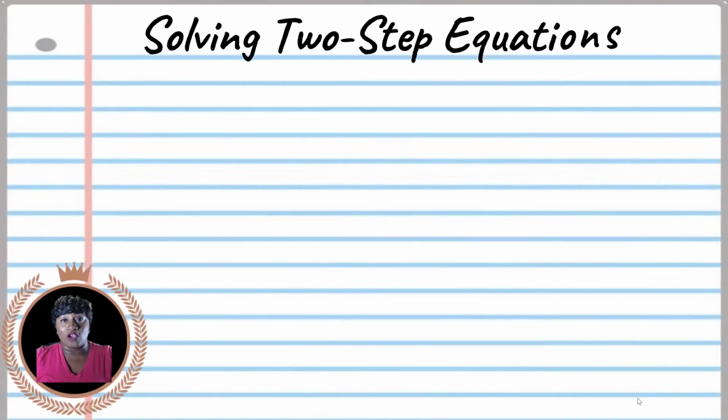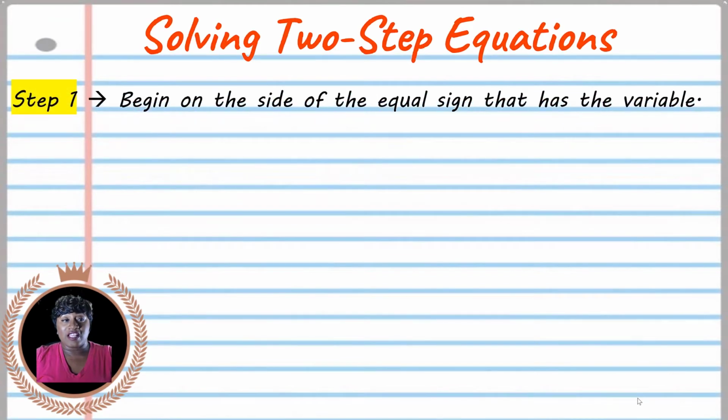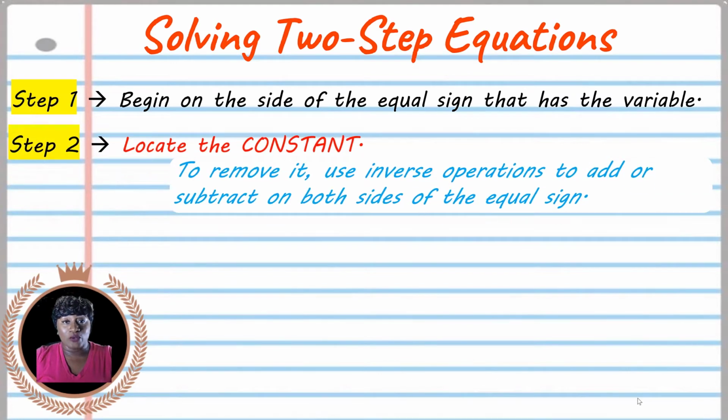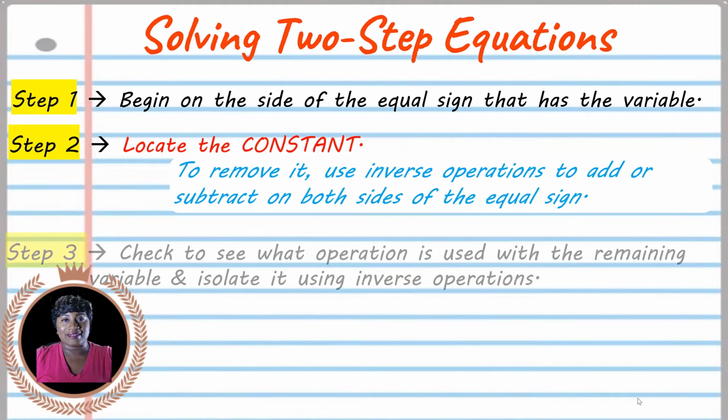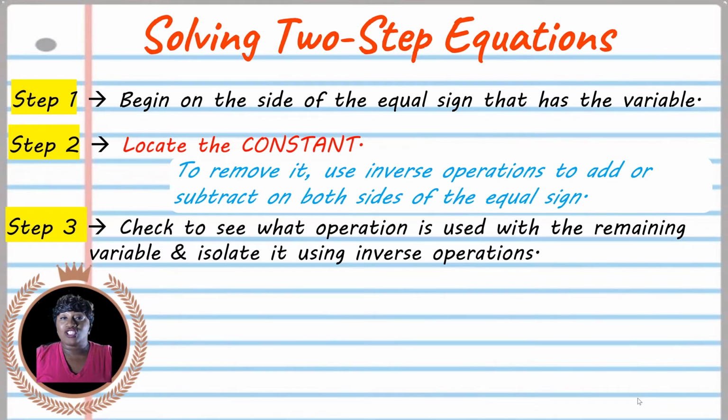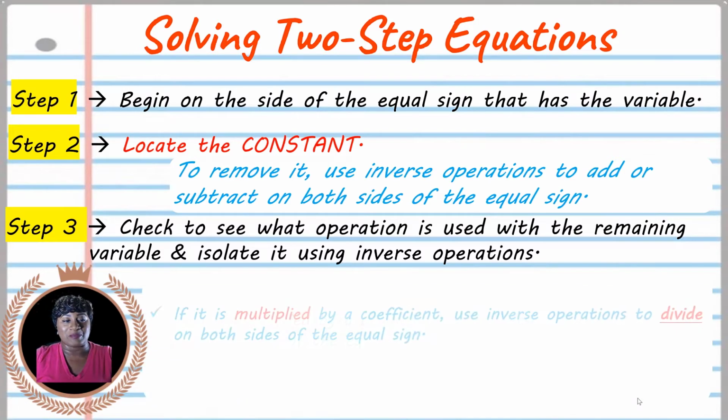Solving two-step equations. Step 1. Begin on the side of the equal sign that has the variable. Step 2. We will locate the constant. To remove it, use inverse operations to add or subtract on both sides of the equal sign. Step 3. Check to see what operation is used with the remaining variable and isolate it using inverse operations.